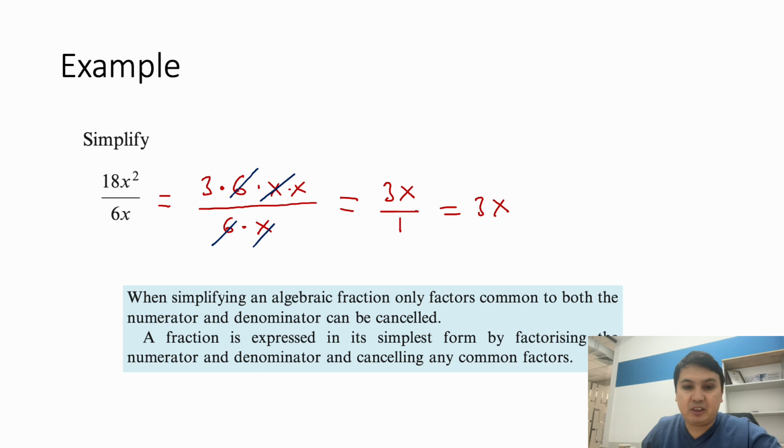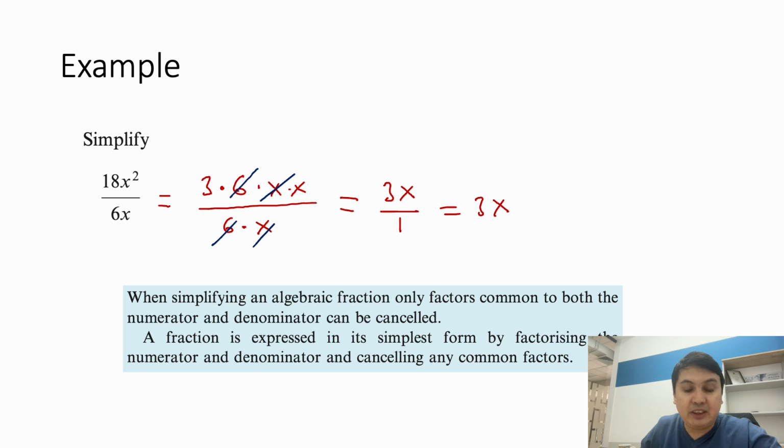So when simplifying an algebraic expression, we need to cancel only the common factors. For example, here 3 is not a common factor, so I cannot cancel, right? Or another x, there is no other x in the denominator, so I cannot cancel, right?